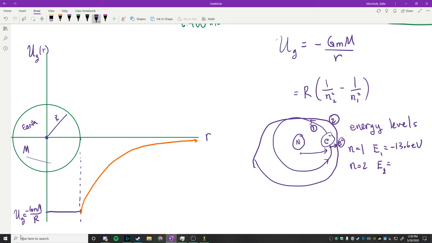You're learning about this in 1D right now? Yeah. So negative 13.6 is like negative, what, 12 over 4 is 3, so it's going to be a little more than 3. It's probably something like 3.5 volts or something like that, approximately. I don't really know. Okay.